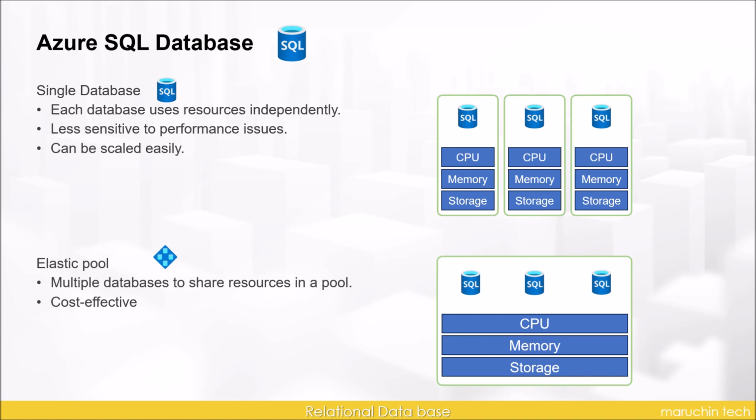And the Elastic Pool allows multiple databases to share resources in the pool. It is suitable when resource consumption is uneven across different databases, making it more cost-effective overall. For example, the peak load of one database can be covered by another database with a lower load.